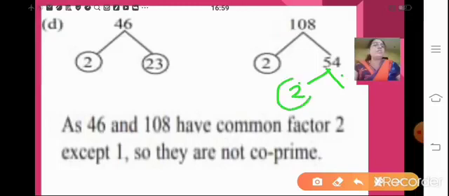If we take 2, 2 2s are 4, 2 27s are 54. Again 27 is divisible by 3. You can just go on dividing till you get the last number as 1 or the prime factor.